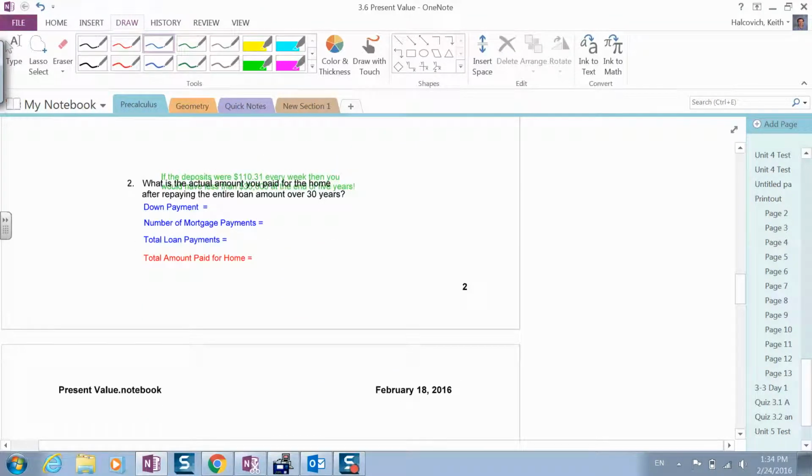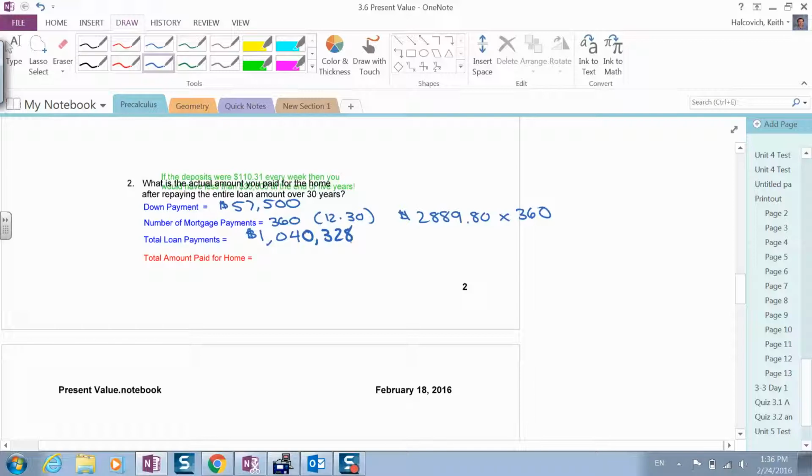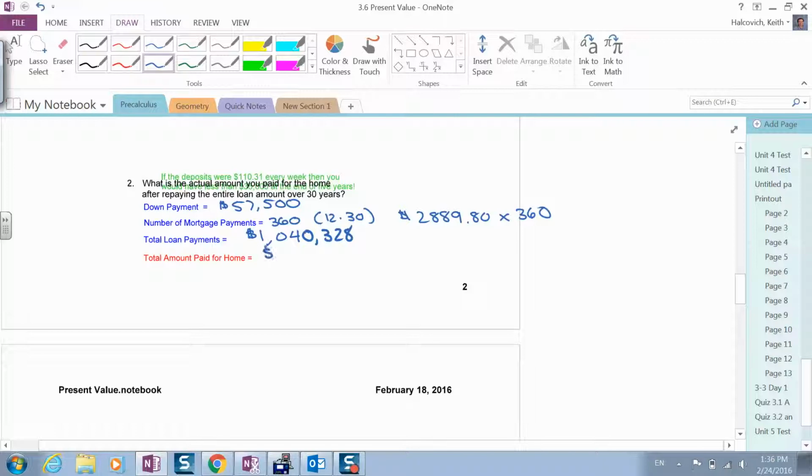So remember, the actual amount you paid for the home, well, you paid a down payment of $57,500. You're going to make 360 mortgage payments because that's 12 payments a year for 30 years. The total loan payments, when you multiply $2,889.80 times 360, that gives you approximately $1,040,328. But if you add that to 57,500, you get 1,097,828. That's how much you actually paid for the house with the loan and the interest.